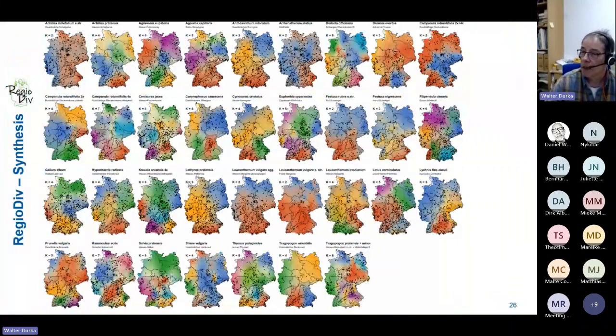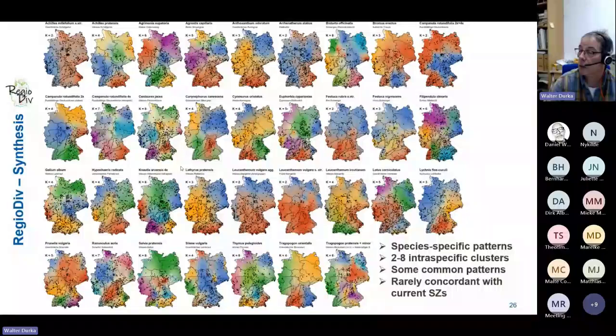So this is now the overview of all the more than 30 species that we could identify. You see that each species is different. So we have a species-specific pattern of those genetic groups. Also, the number of groups that we can differentiate differs between 2 and 8. However, there are some common patterns.